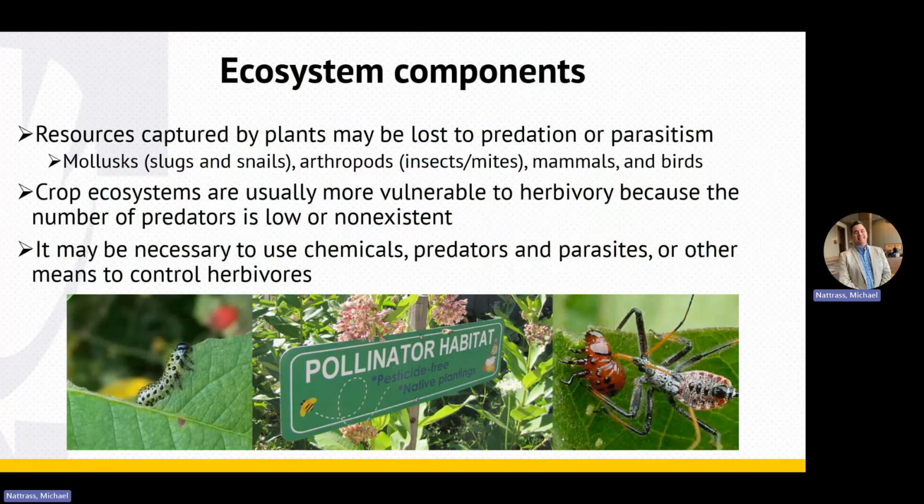As you go through some of your other classes, if you're in any sort of plant-based field, whether it be horticulture or agronomy or some sort of plant science, you're going to hear about these beneficial insects.